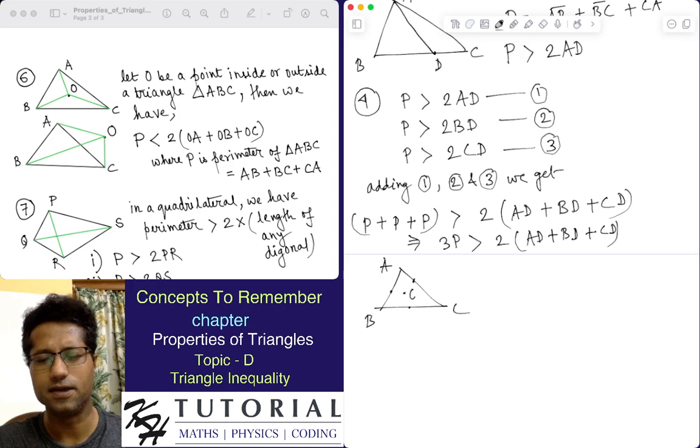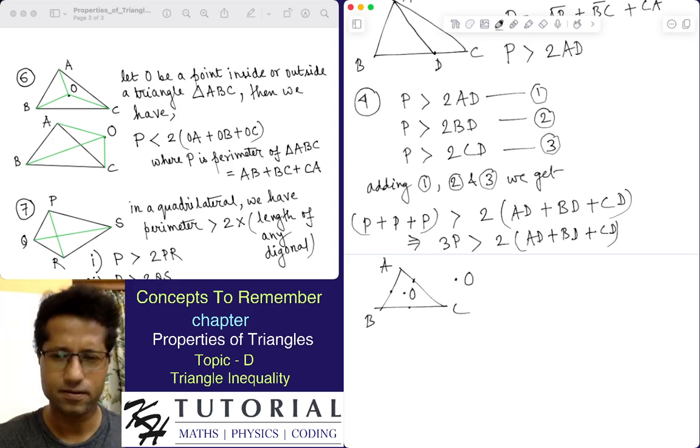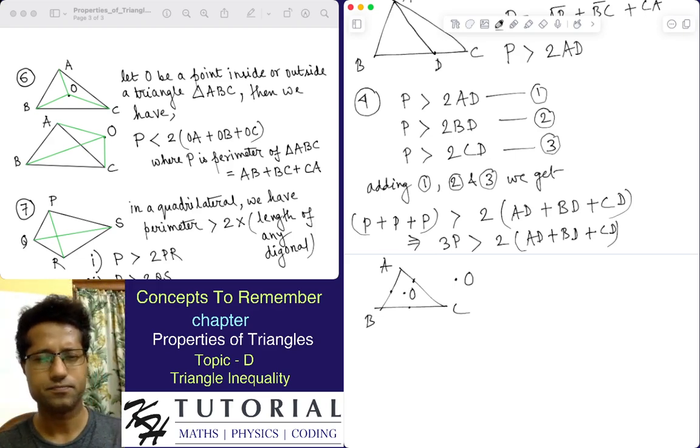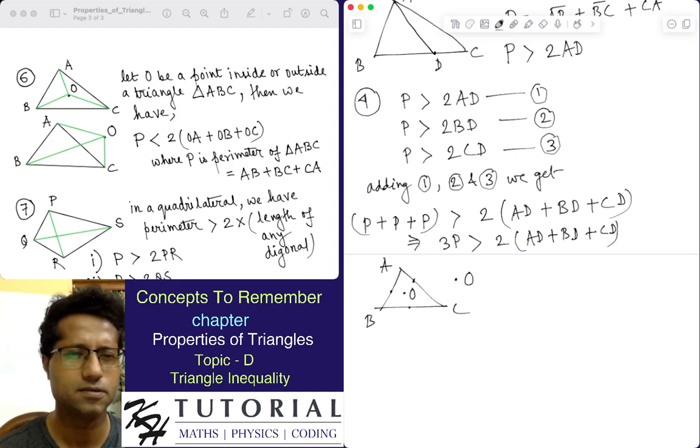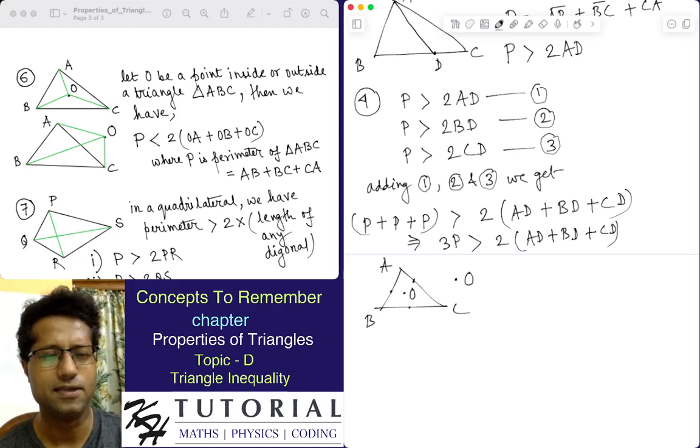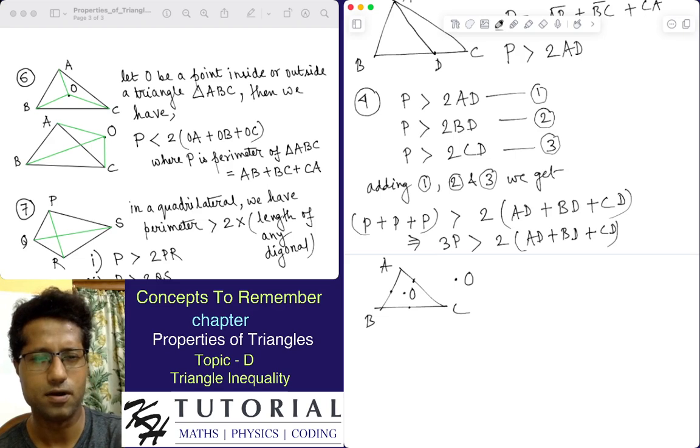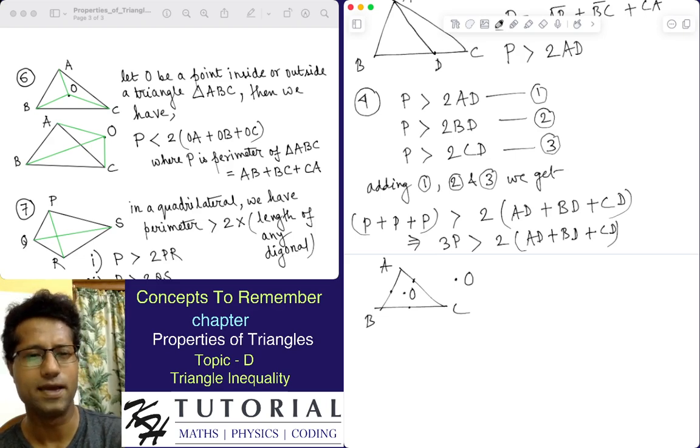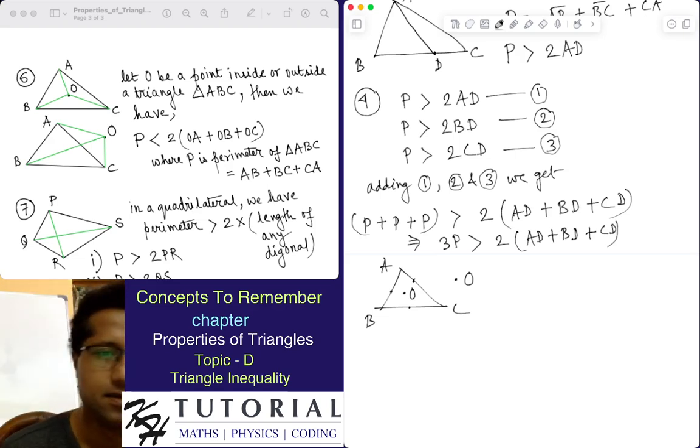This is an inside the triangle point, and this point is outside the triangle. So the point O can lie anywhere. I have drawn two figures. In the first one, the point is lying inside the triangle ABC, and in the second figure, the point O is lying outside the triangle ABC.